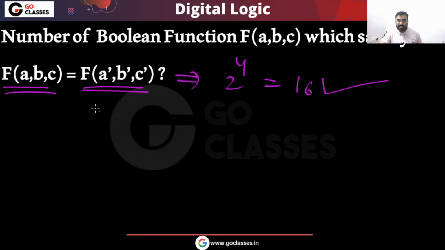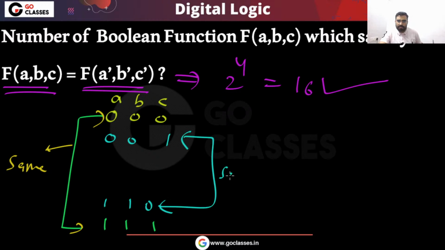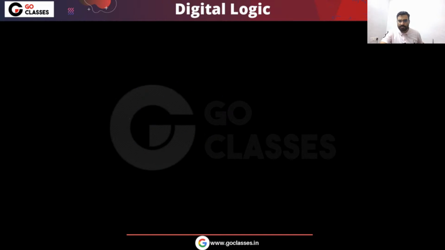You can check, because for f(a,b,c), remember it's like this. For 000, this row must be the same as this row. These two rows must be the same. Similarly, 001 should be the same as 110. These two must be the same, and so on. Like this, if you do, then finally you will get the answer 16. You can check it out.